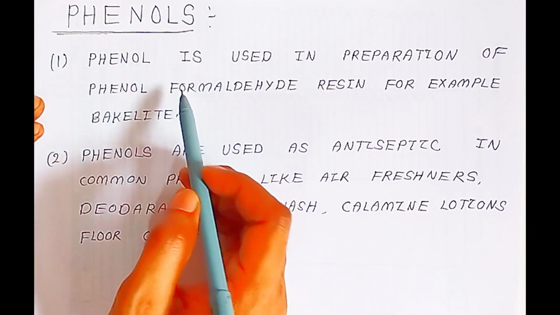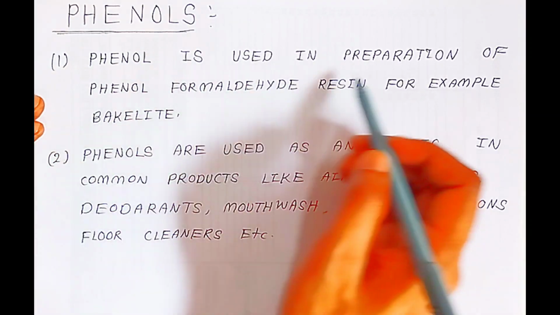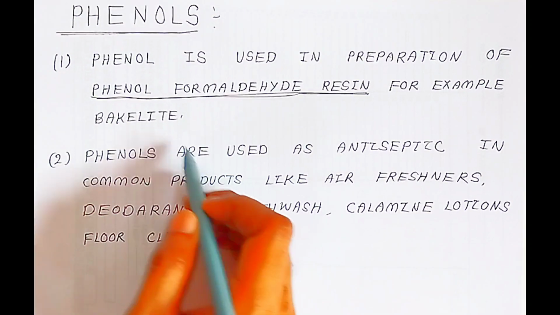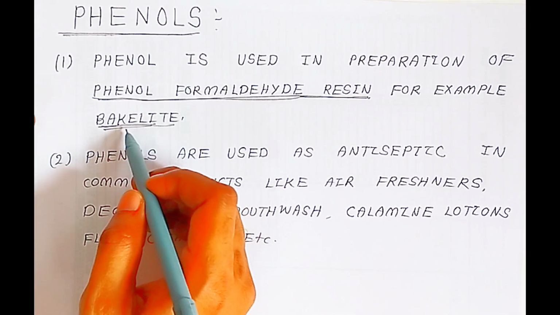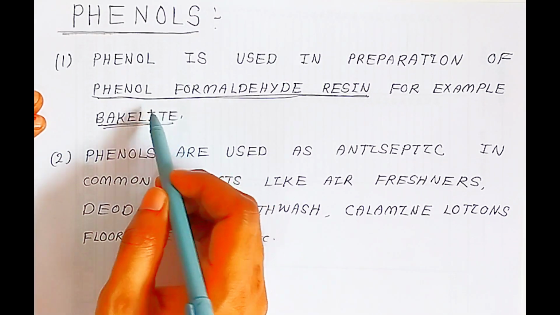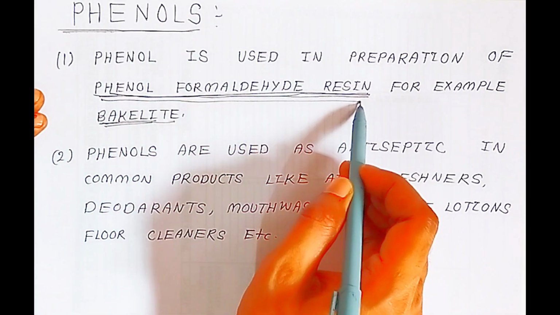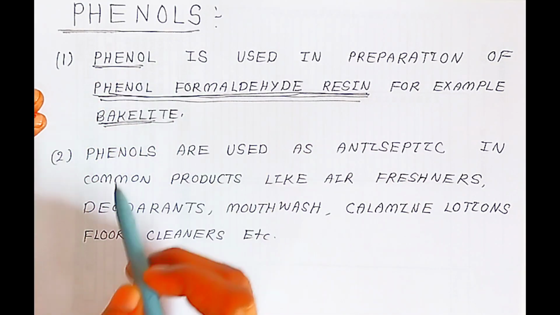Uses of phenol, students. You know phenol is used in the preparation of phenol formaldehyde resin. Resins are used to prepare bakelite. If you want to prepare bakelite, which is a heat resistant material, it is made up of phenol formaldehyde resin. So phenol formaldehyde resin is made from phenol. Here phenol is very important.